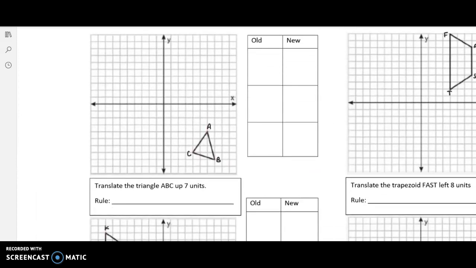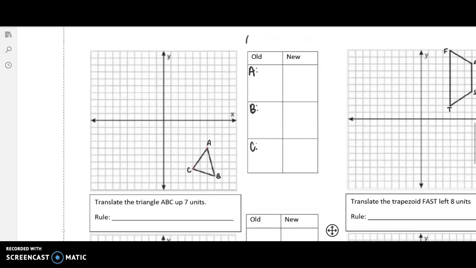So first, let's find our old points: A's old points, B's old points, and C's old points. So A, remember when we do points, it's always (x, y). So we always have to move left or right before we can go up or down. So we move 1, 2, 3, 4, 5, 6 to the right, so it's positive, and then down 1, 2, 3, 4. So that's shown by using a -4.